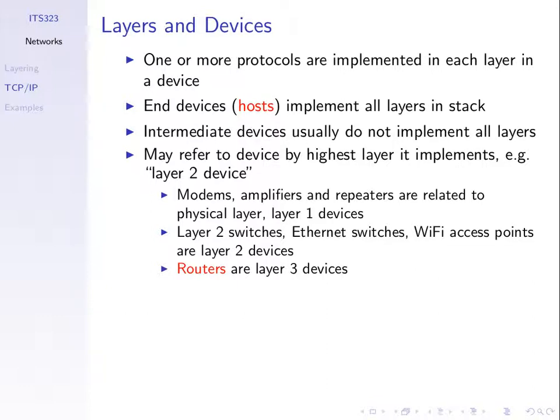It's a little bit different. It doesn't need to do any networking aspects. We'll see that when we look at LANs. And we call it a layer two device because it implements up until layer two. A modem or an amplifier or a repeater is usually just dealing with, say, amplifying physical signals. So we think of it as a layer one device. A host is the source or destination, which implements all five layers. My laptop, your mobile phone is a host, a web server.